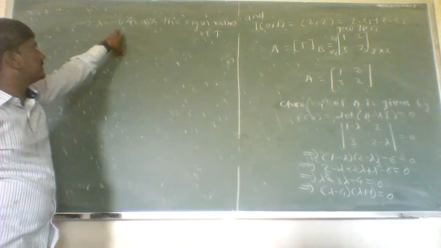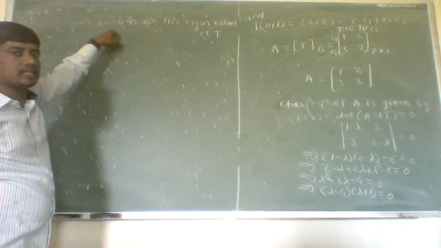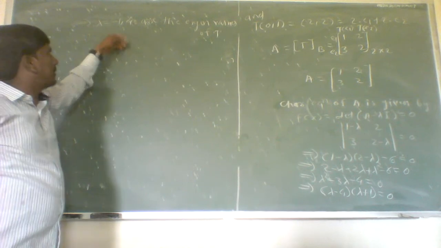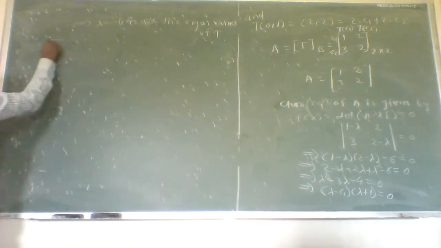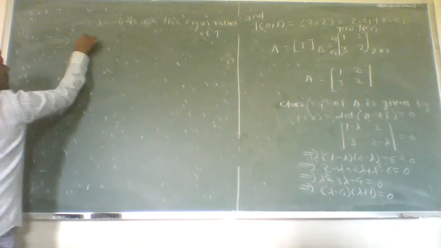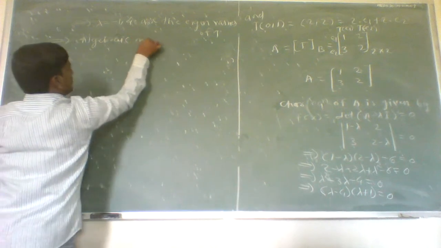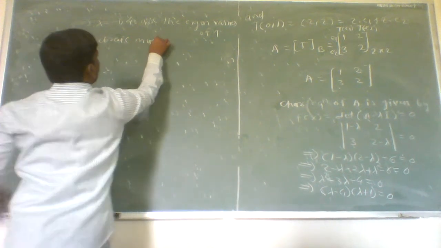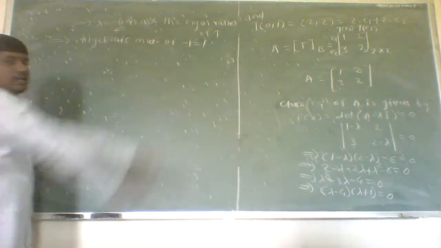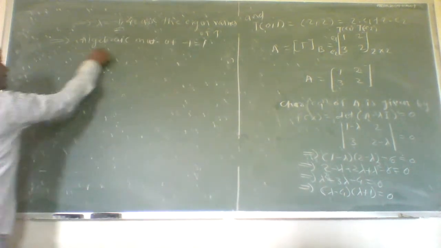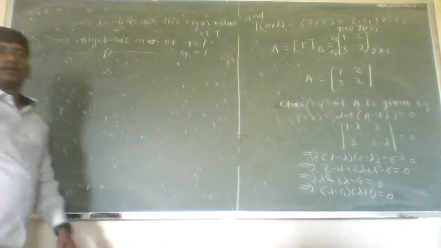Now first we have to find its eigenspaces, and the dimensions of these eigenspaces are nothing but the geometric multiplicities. First let us check the algebraic multiplicity. Algebraic multiplicity of minus 1 is equal to 1, since it is only one root of the given characteristic equation. Similarly for 4, it is also 1.